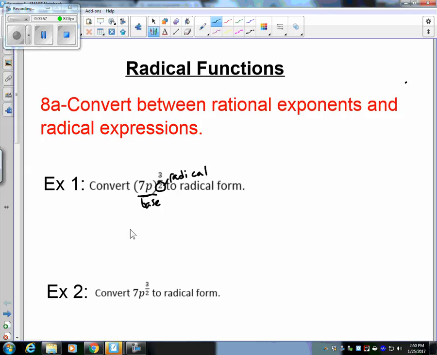So it's going to be a square root. If it was a denominator of 3, it'd be a cube root. Denominator of 4, it'd be a fourth root. And then the numerator here, this becomes your exponent. So the 7p can stay in parentheses, and then that is going to be raised to the third power, and this is in radical form now.